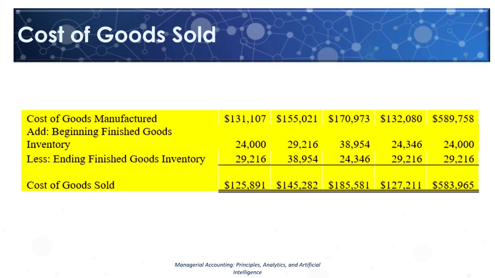If we look at cost of goods sold for Bob Willis, you can see the cost of goods manufactured comes from the previous computations that we did on an earlier slide. Then we add beginning finished goods inventory, which we computed earlier, and ending finished goods, which we also computed. We compile all this data into cost of goods sold.